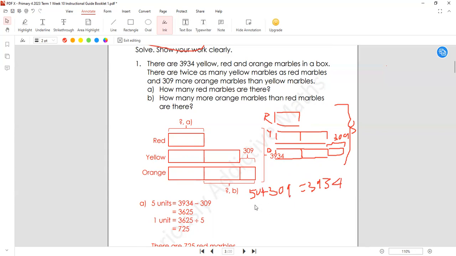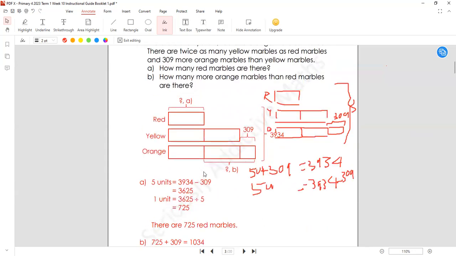And then we need to get rid of the 309, because it's about finding the value of 1 unit. So therefore, to get rid of 309 we do 309 minus 309. Anything you do to the left, keep it balanced. So 309 minus 309 equals 0. 3934, then you have to minus 309, and you'll get the answer 3,625. Then find the value of 1 unit. How many red marbles are there? Red marble is 1 unit, so therefore it is 725.